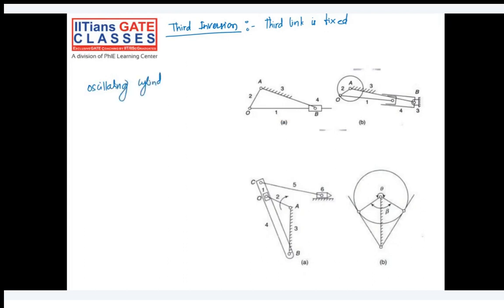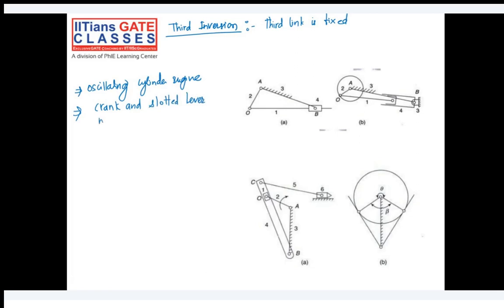Okay, so here, this is more or less similar to our quick return mechanism. But here we are fixing the link number 3. I'm explaining about the crank and slotted lever mechanism. This is more or less similar to what we have studied previously.